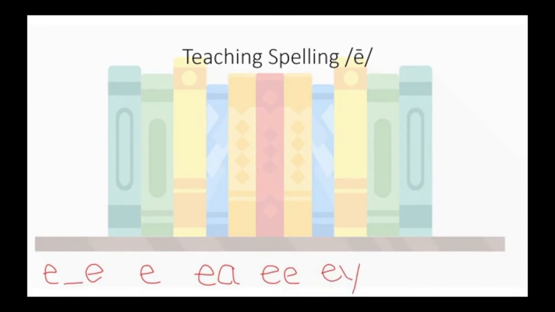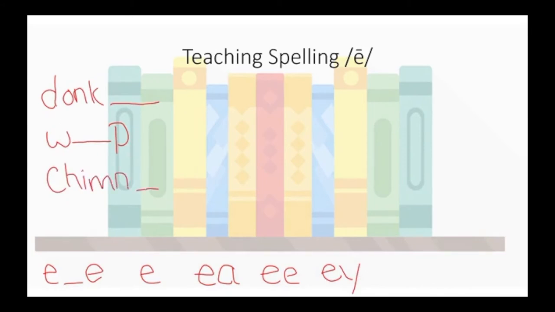Our words we're going to practice with are donkey, weep, chimney, team, and redeem. Take a moment to look at these words and decide what you think would go best in these places.